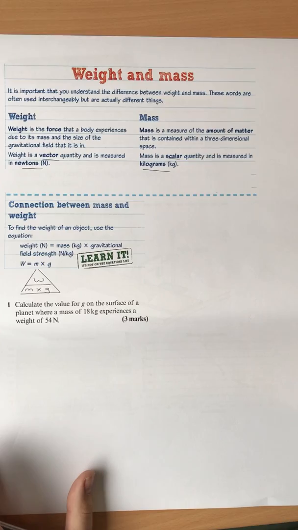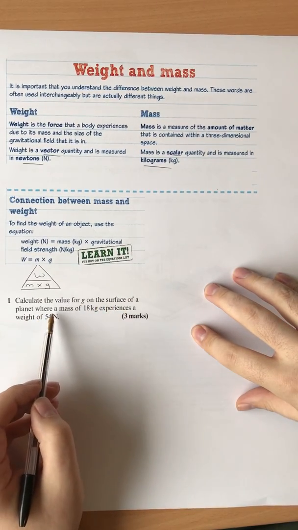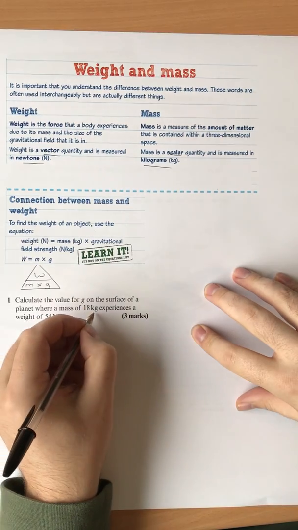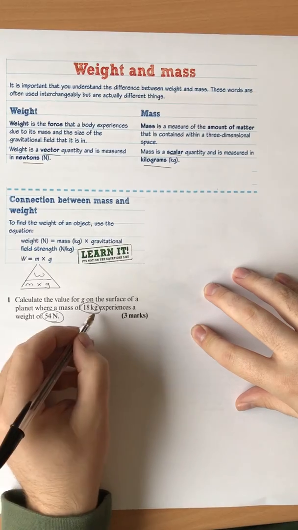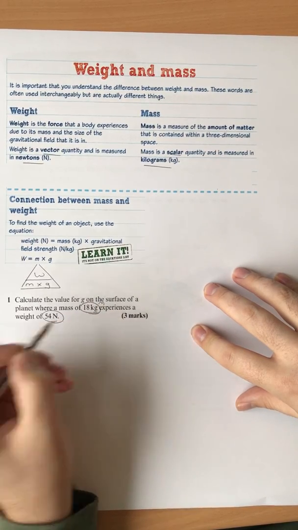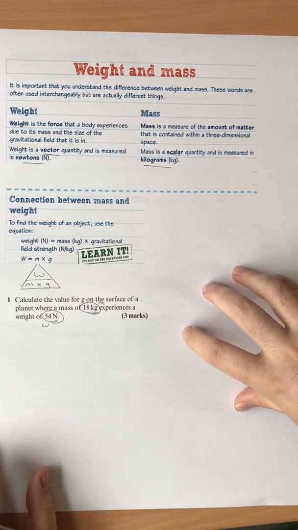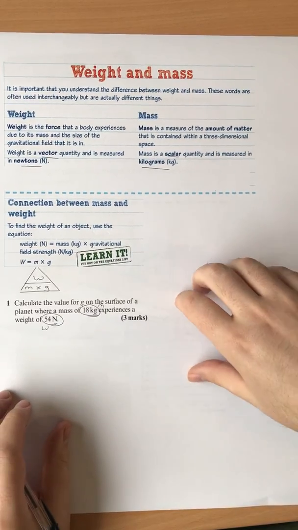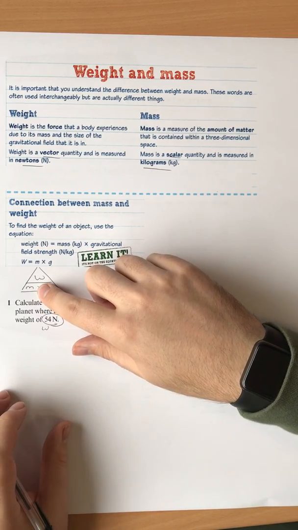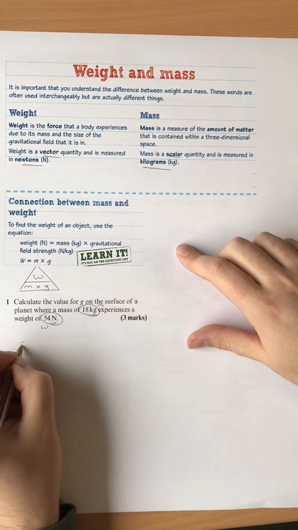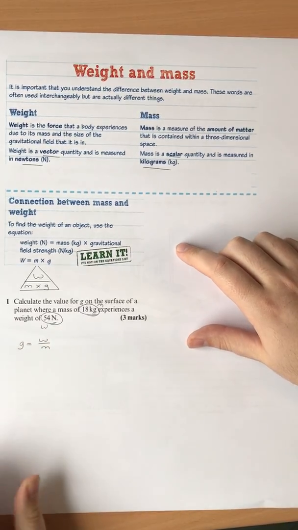Let's do a worked example. Calculate the value of g on the surface of a planet where a mass of 18 kilograms experiences a weight of 54 newtons. So that's my mass, and it has the correct unit, kilograms. That's my weight, and again it's got its correct unit, newtons, for force. Therefore I'm looking for g. I cover g, and I can clearly see from my triangle that it's weight divided by mass. So write that formula: g equals weight divided by mass. That will be a mark straight away.